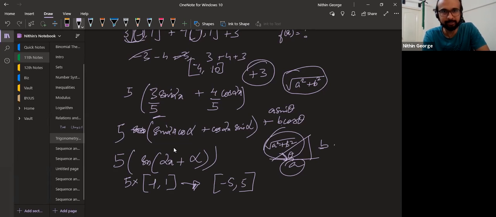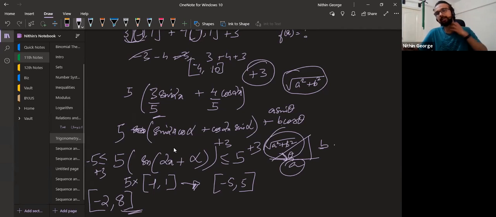So basically, this item, 5 into sine 2x plus alpha, is between 5 and minus 5. But what do we need? We need this plus 3. Okay, so I'm adding 3 to each of these parts. So I get my answer between minus 2 and 8, instead of minus 4 and 10, it's a little within it. It's between minus 2 and 8.